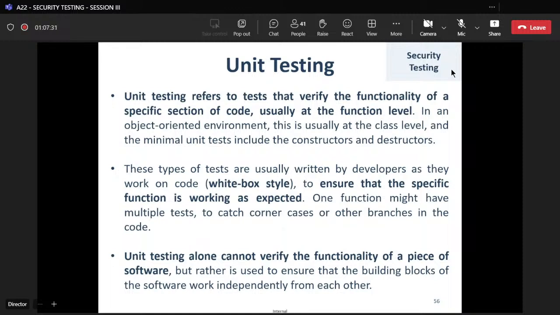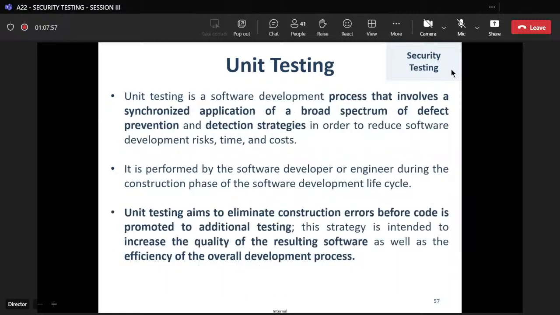And unit testing alone cannot verify the functionality of the software because it is the building block of the entire software. The assurance we get is that this particular module is functioning well in an independent manner once it has been developed. Later it will be integrated with the other modules and they'll perform the integration testing. And unit testing aims to eliminate construction errors before code is promoted to additional testing. The next type of testing is integration testing.